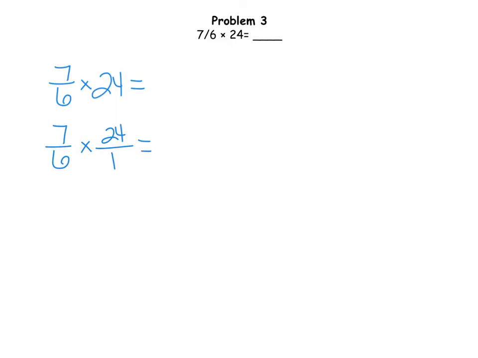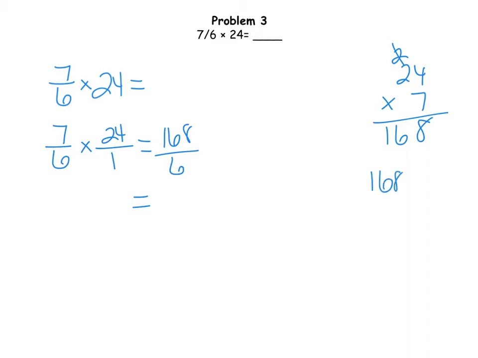So 7 times 24, well, I've got to do some multiplication over to the side. 7 times 4 is 28, carry the 2. 7 times 2 is 14, plus 2 is 16, so 168 as my numerator. Now I'm going to multiply my denominator. 6 times 1 is 6. Well, I need to get that into a mixed number. So now I'm going to divide 168 divided by 6.